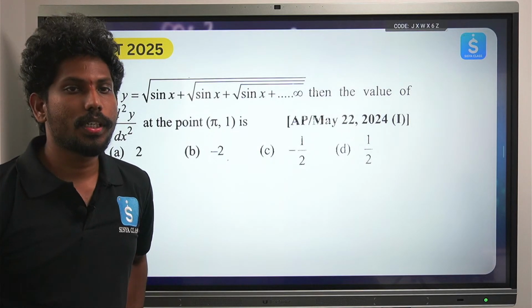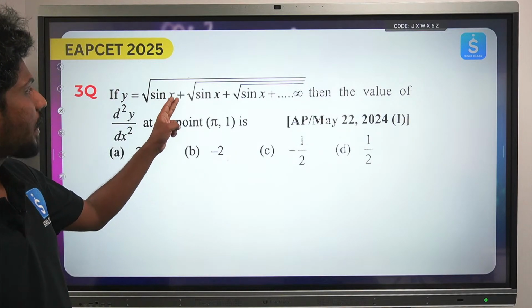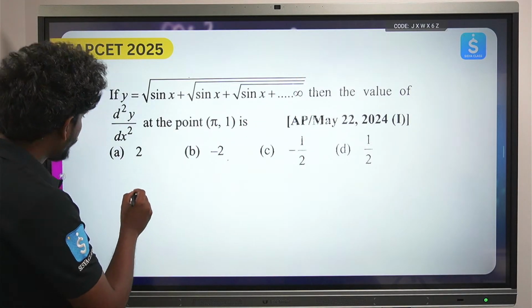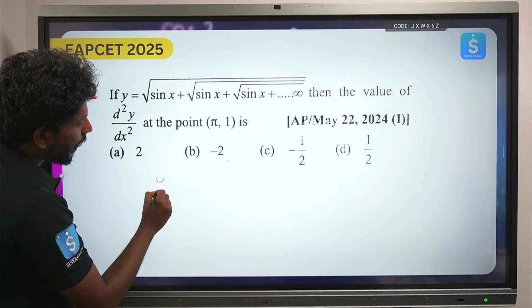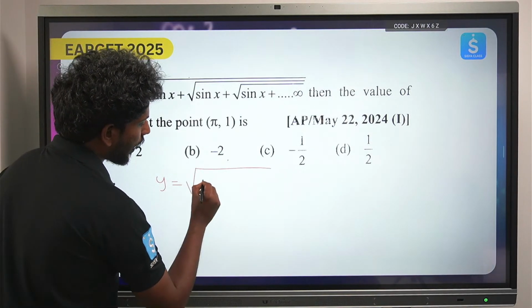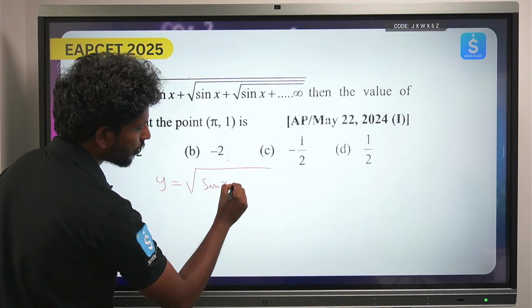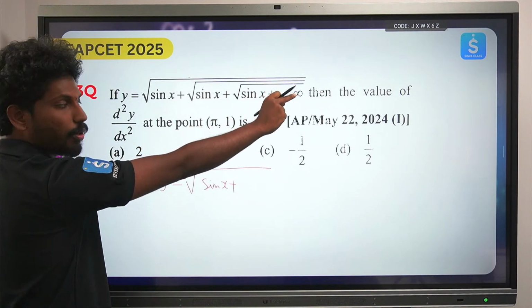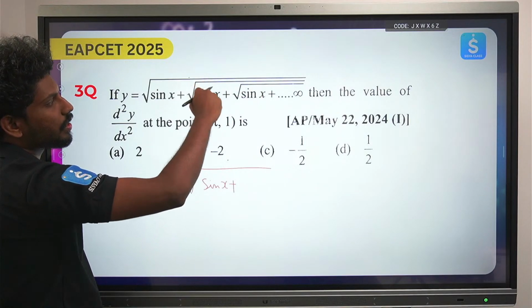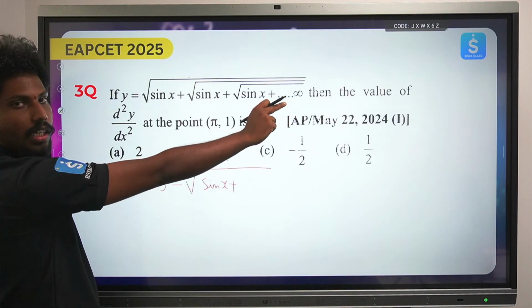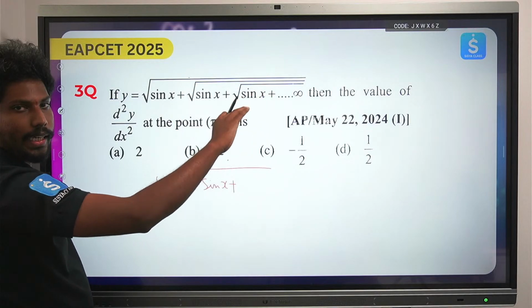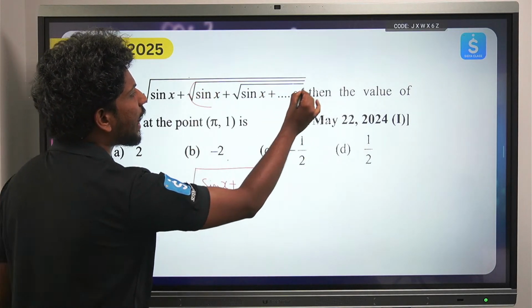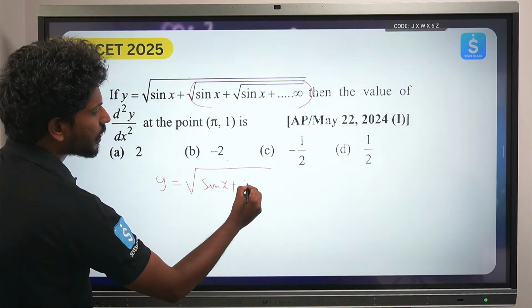Okay, see the next question. y equals under root sin x plus under root sin x and so on till infinity. Here look, again a small trick. y equals under root sin x plus the function, so it is taking an infinite loop. Root of sin x, again root of sin, it's an infinite thing. If you try to remove one infinite term, it doesn't change anything; it is again infinite. So I can treat this entire value as y itself.